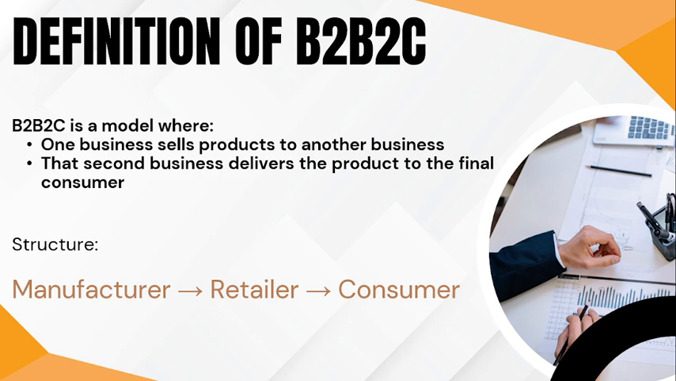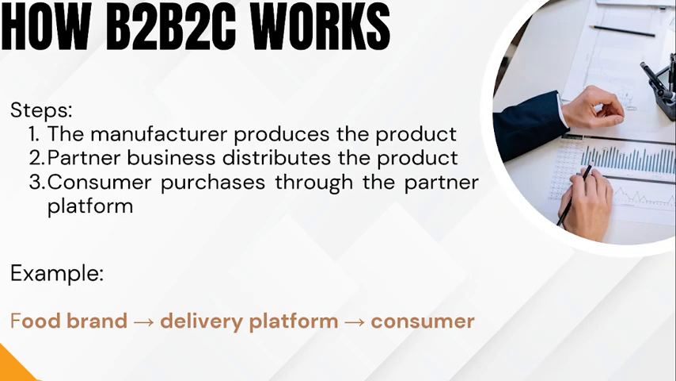So you can see the flow chart. First one is a manufacturer, retailer, and consumer. Manufacturer is the business, retailer is also the business, and the consumer stands for the C. So this is the business to business to consumer model. Now how does it work? It works in three steps.